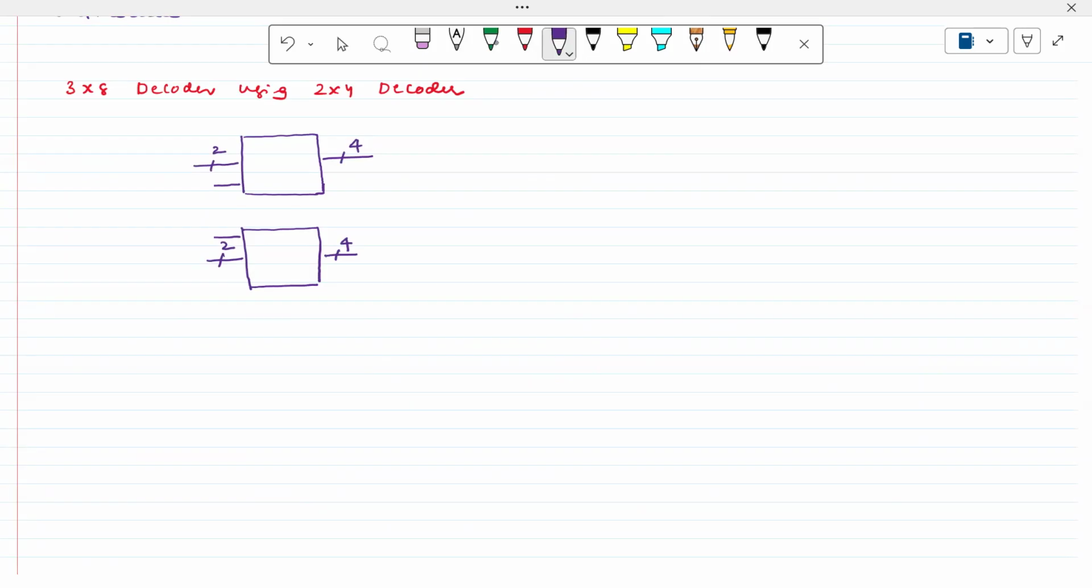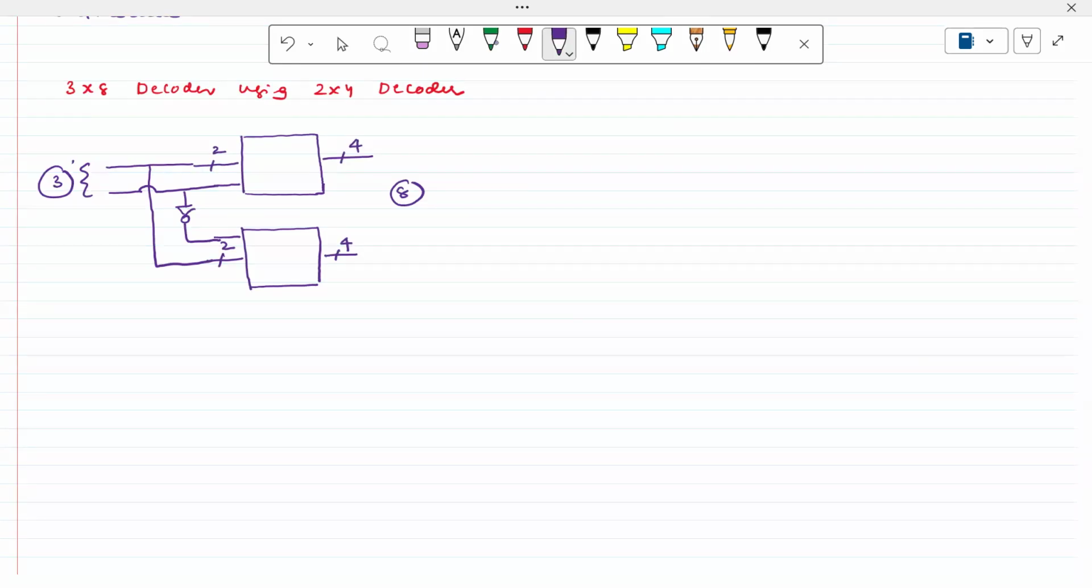That means you take these two input lines, combine them, take this line, invert it, and give it to this one. This is a two-line input. This is actually a three-input line, and it is eight output lines. This is how we have to do it.